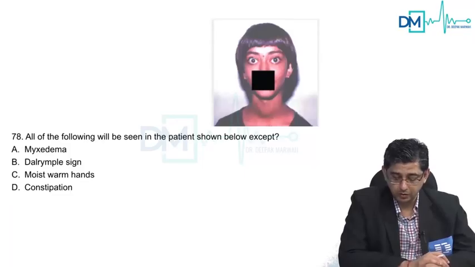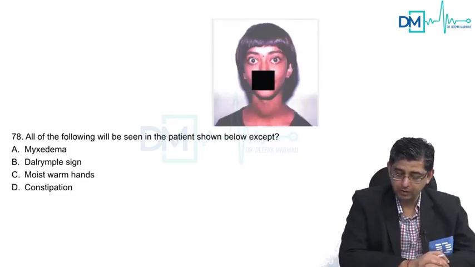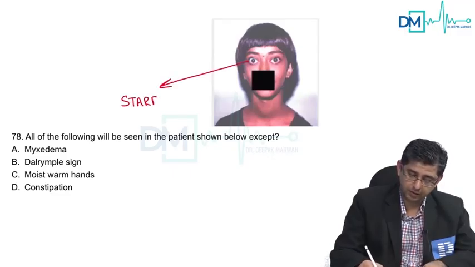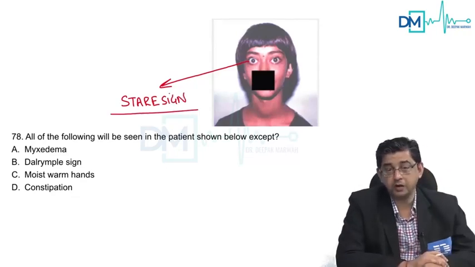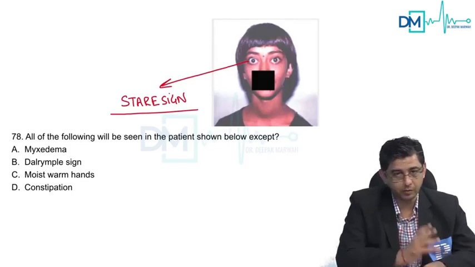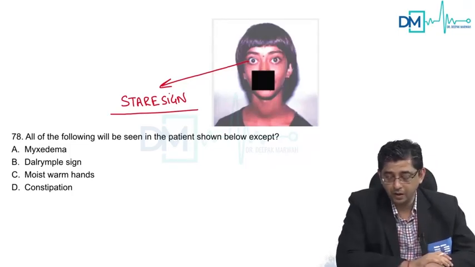In the next image, the question says all of the following will be seen in the patient seen below. So one, I can say that in this patient, we can see the stare sign. Why am I calling it the stare sign? Because in this girl, you can see the white of the eye above the iris. You can see prominent eyeballs. I cannot comment on the proptosis part from this image because for proptosis, you need to look at the lateral view. But what I can clearly see is a stare sign, because you can see that the upper part of the cornea is visible in this patient.